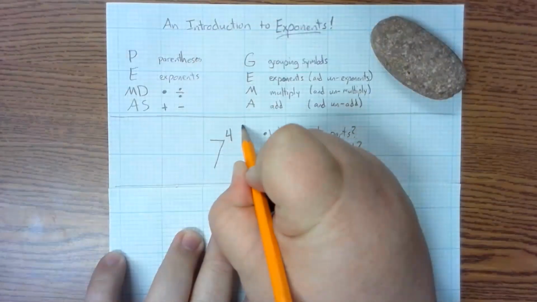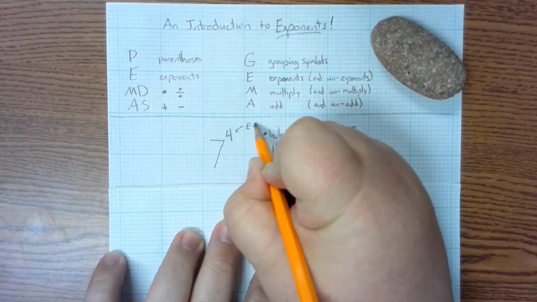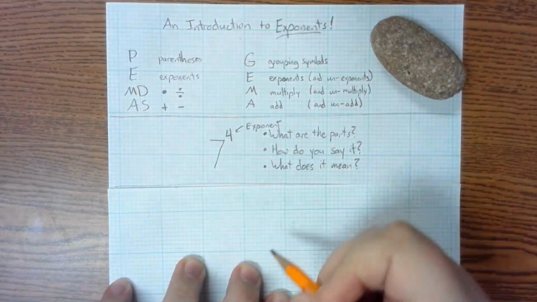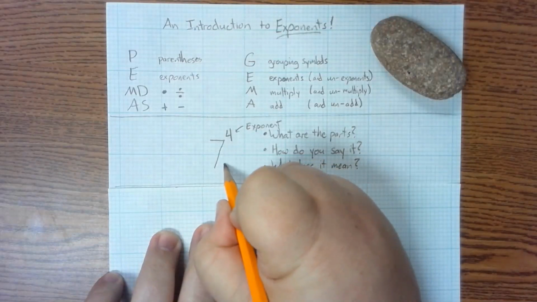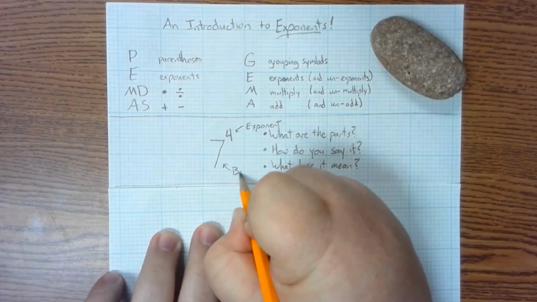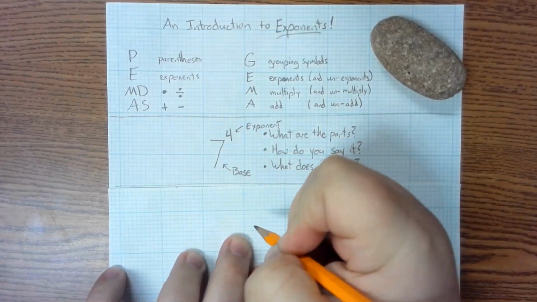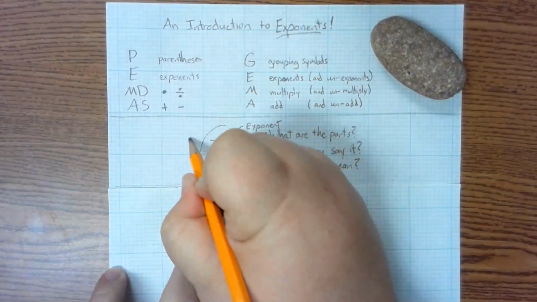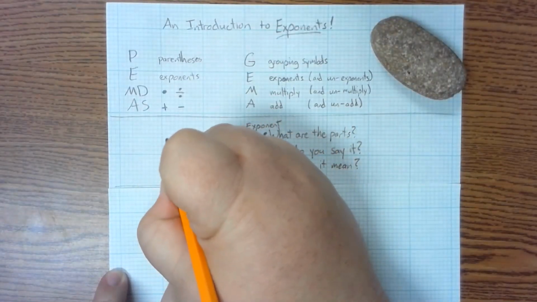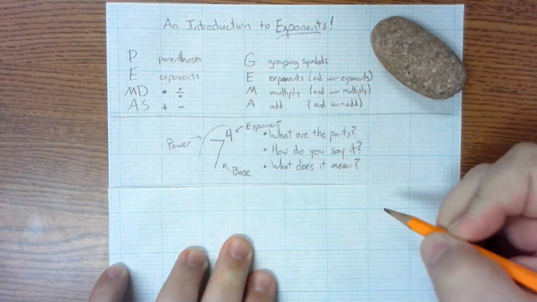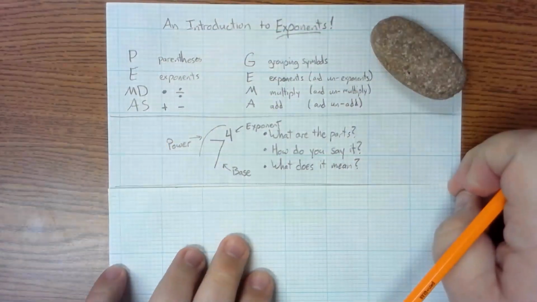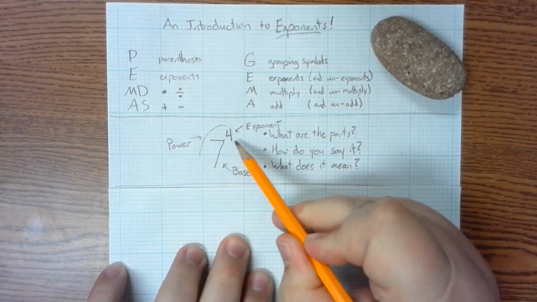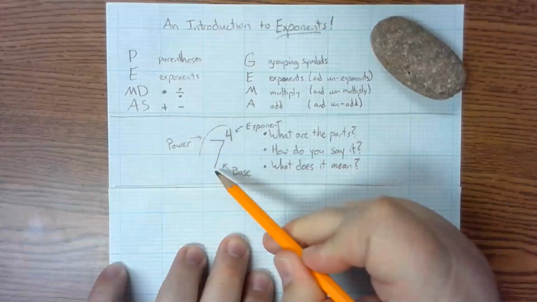The key piece that we're worried about is up here. That's the exponent. You might be wondering then, what's the 7 called? That's referred to as the base. It's all about the base, the base. We can actually refer to the whole thing, too. The whole thing altogether is called a power. So we'll be focusing on noticing the exponents, but the math we'll be doing is math about the whole power.